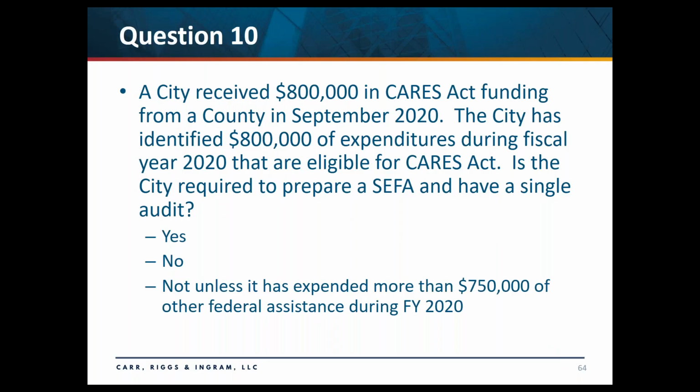Question 10. A city has received $800,000 in CARES Act funding from accounting in September of 2020. The city has identified $800,000 of expenditures during the fiscal year ended 2020 that are eligible for CARES Act. Is the city required to prepare a CFA and have a single audit? The options are yes, no, or not unless it has expended more than $750,000 of other federal assistance during fiscal year 2020.